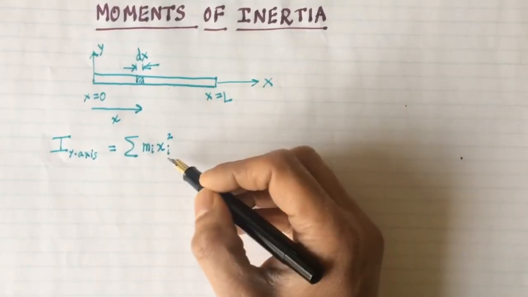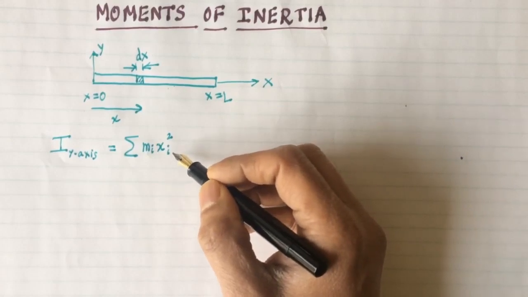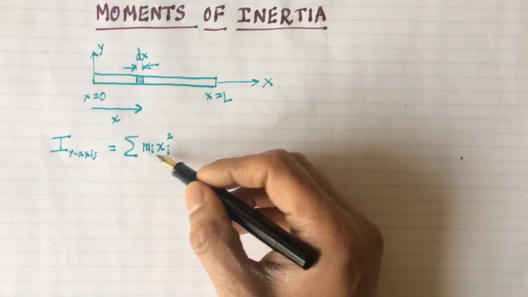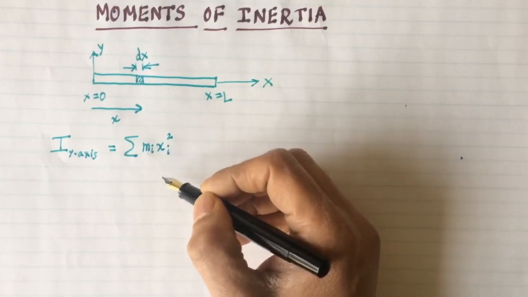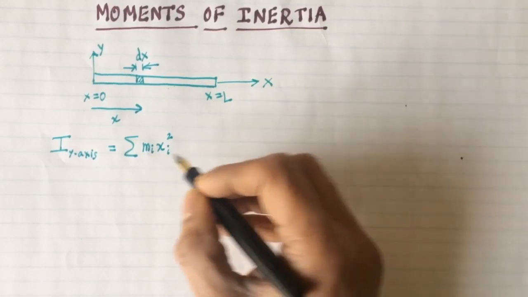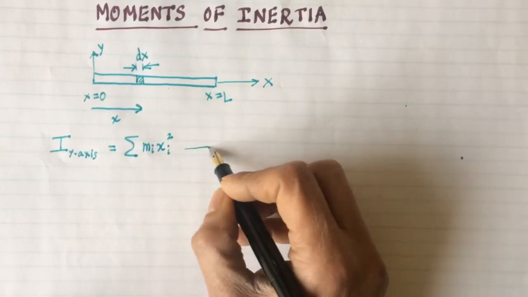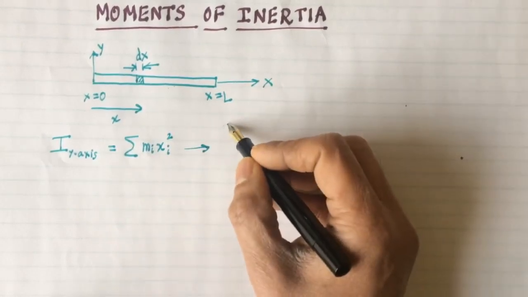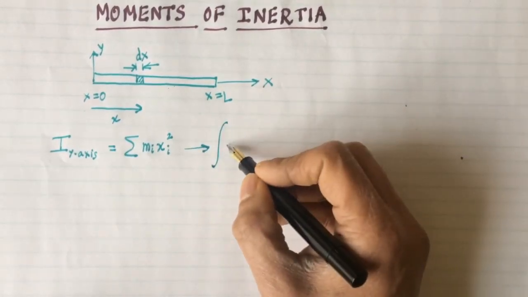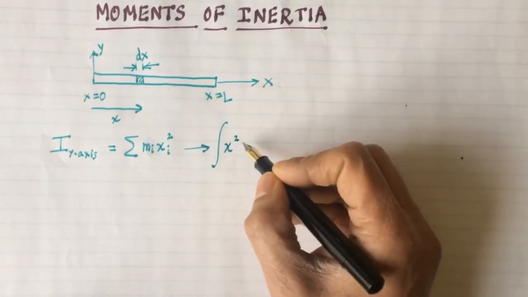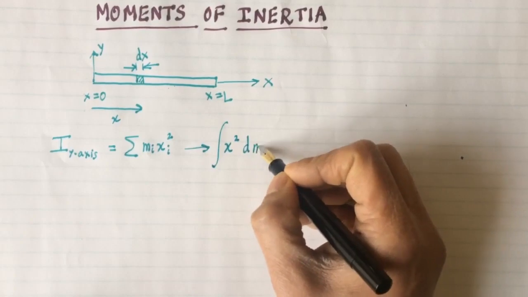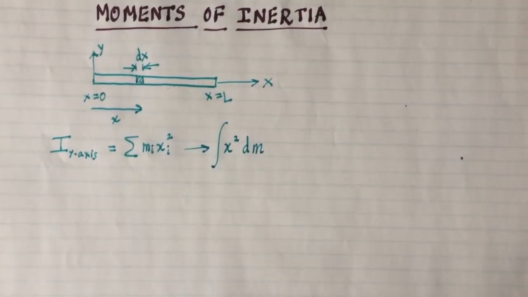For example, it could be some distance r if you're talking about a random distance, but in this case that distance is x. Now the usual procedure for going from a discrete mass sum to a continuous mass sum remains the same. You integrate like that, where dm is the mass element.